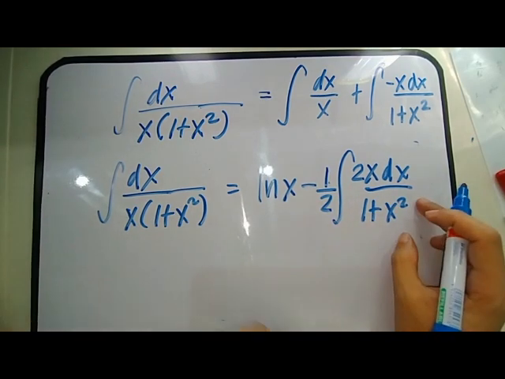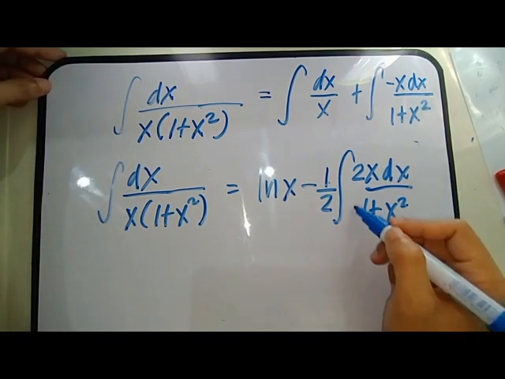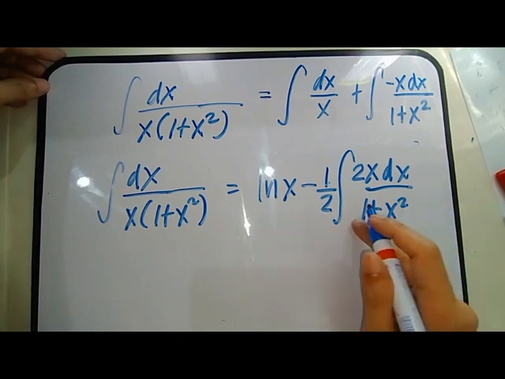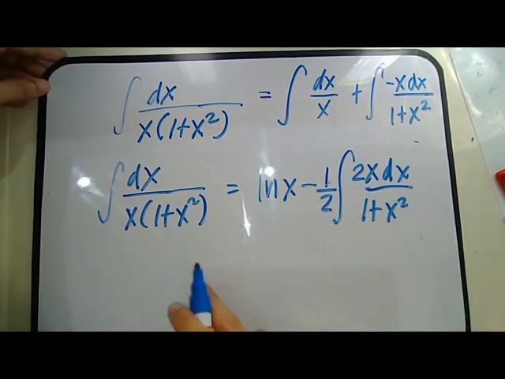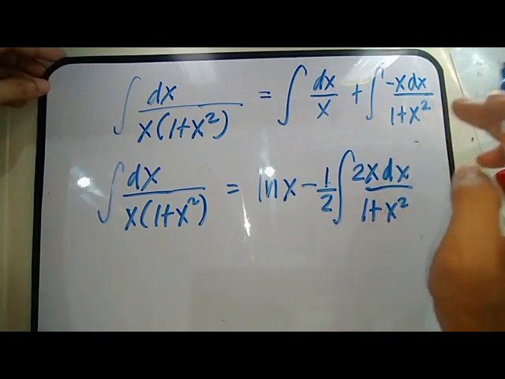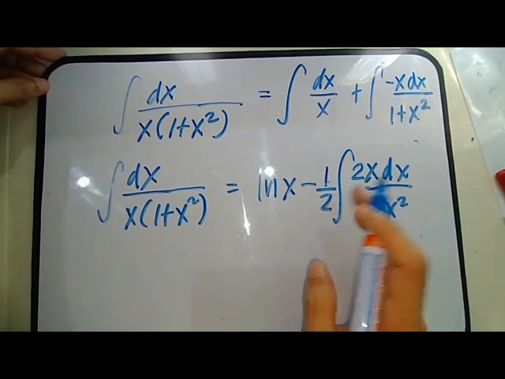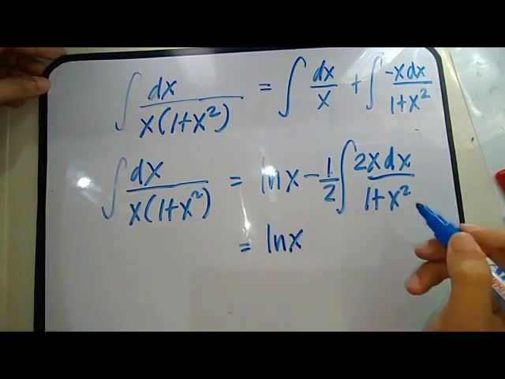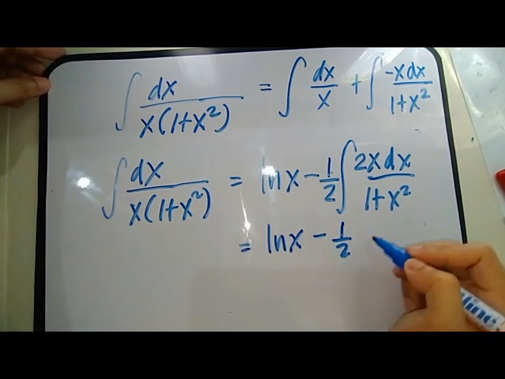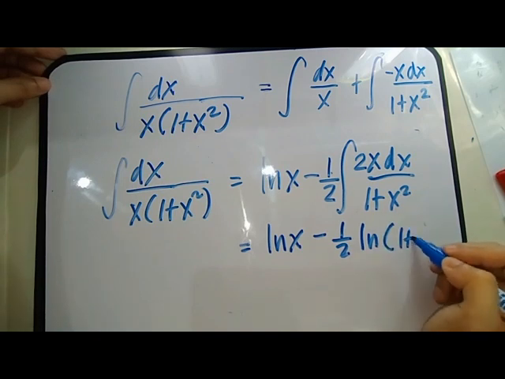So para magamitan natin siya ng ln. So because yung u natin here, ang derivative niya is 2x dx dapat, para magamit natin yung formula for ln. So multiply 2 numerator and divide by 2 sa labas for balancing. You have here ln x minus 1/2 ln 1 plus x squared plus c.